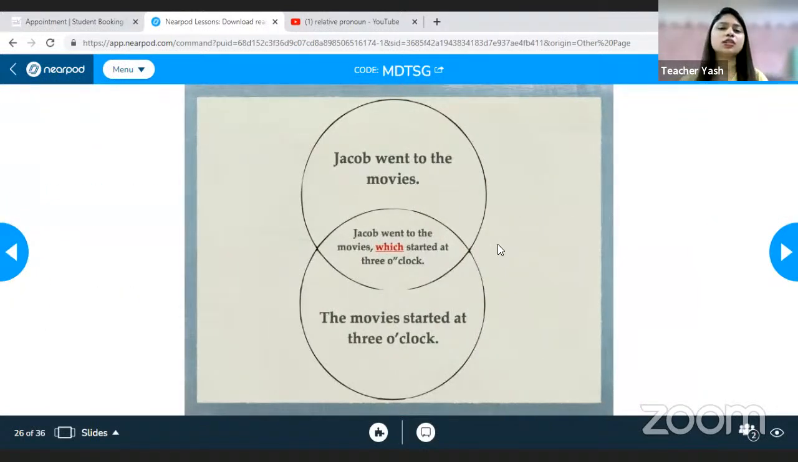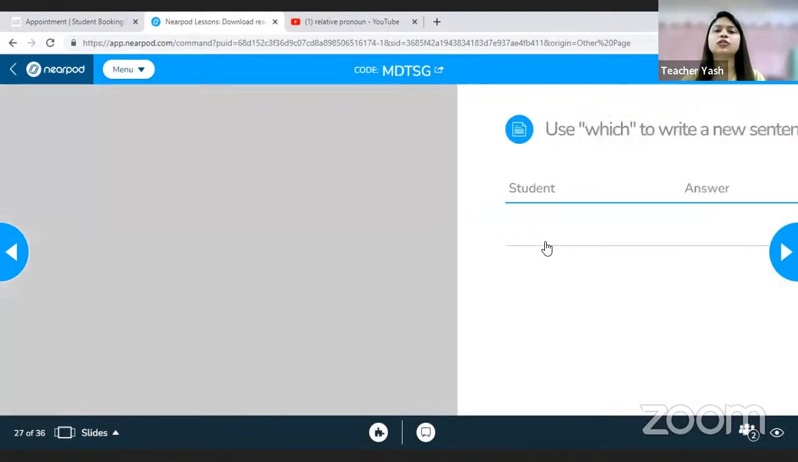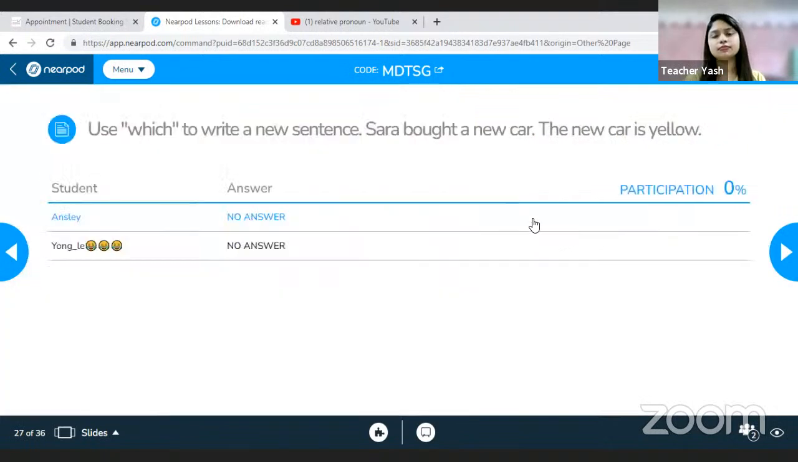Okay, now we will learn with the word which. Ansley? Jacob went to the movies. The movie started at 3 o'clock. Jacob went to the movies, which started at 3 o'clock. Which started at 3 o'clock. Okay, so now it's your turn.